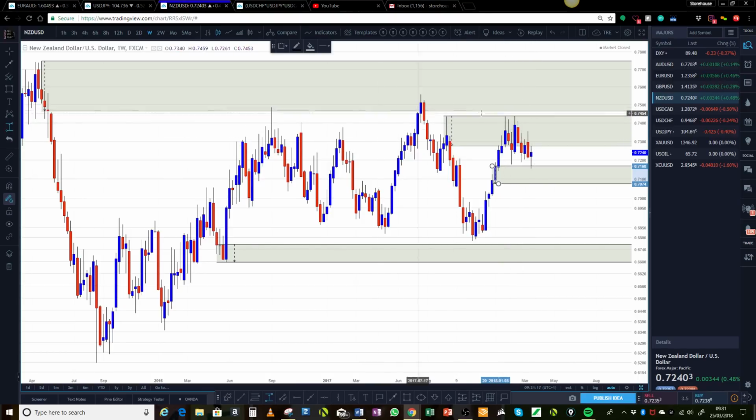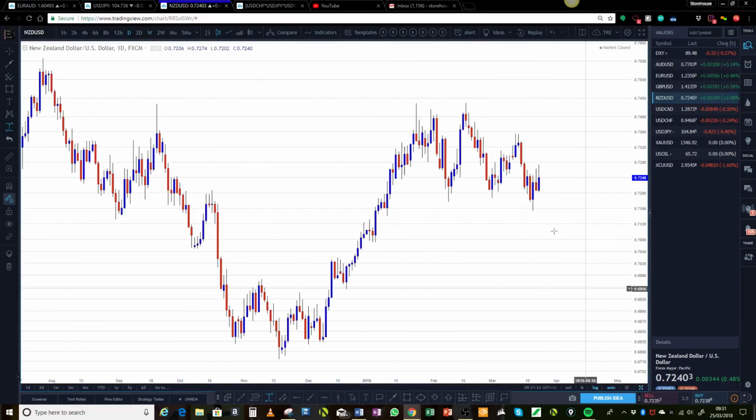Because of just where we are looking at this entire range. So that's the weekly chart. Let's take a look at the daily.